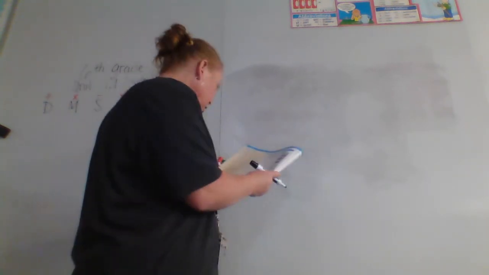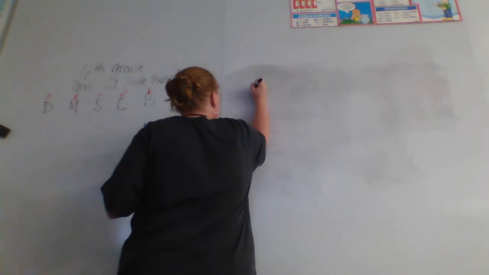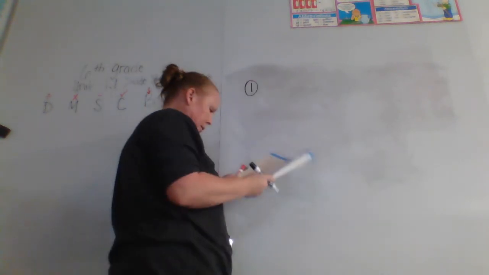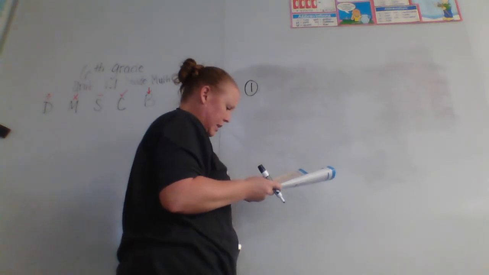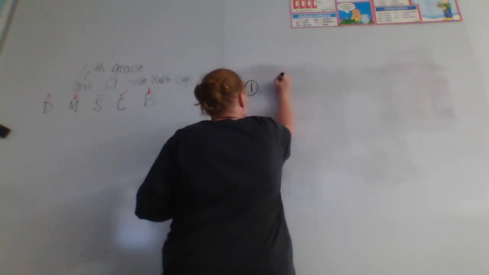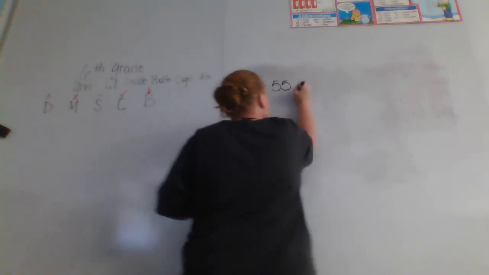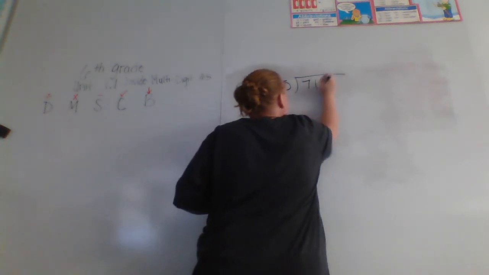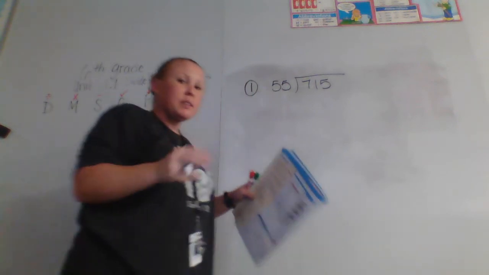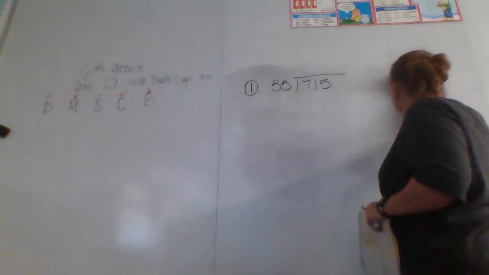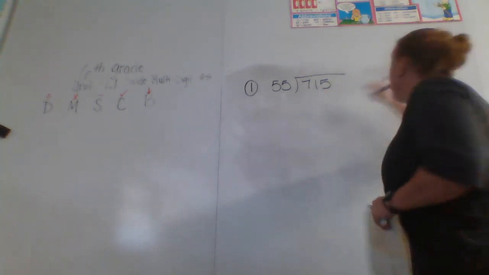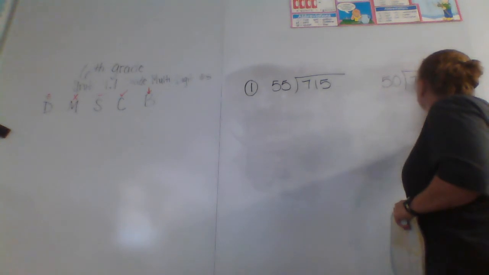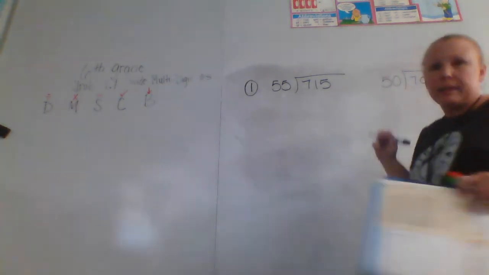So the first one for number 1 says 55 into 715. Okay, so first it wants us to estimate those. Well, 55 is about 50. And 715 is about 700. So this is when we're estimating, okay?